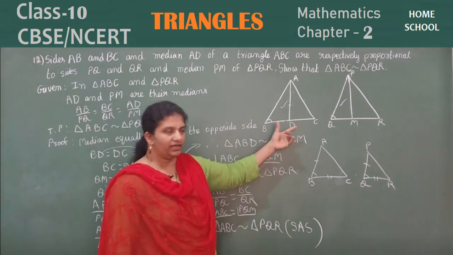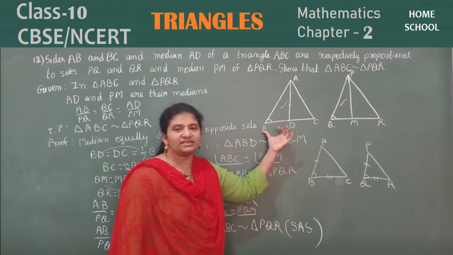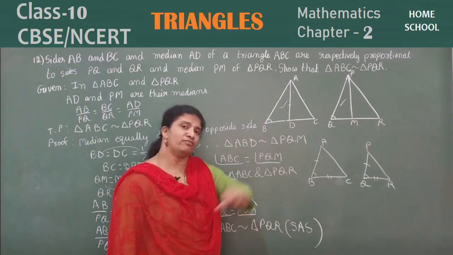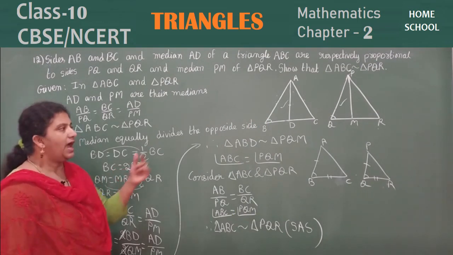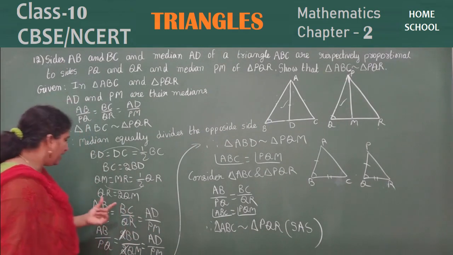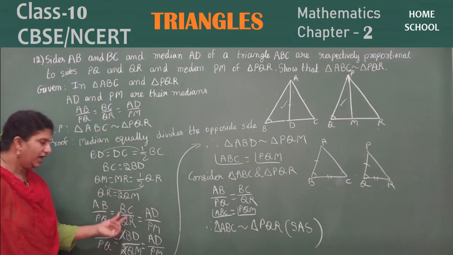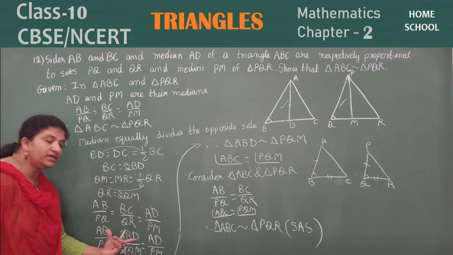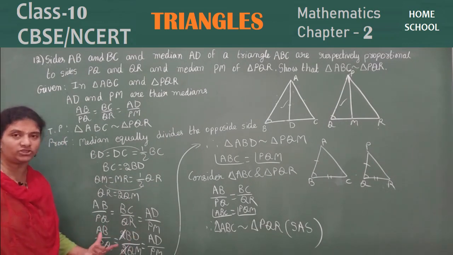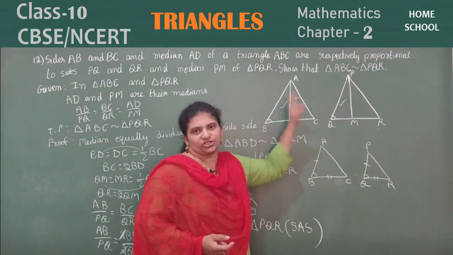If D is median, we can say that BD equal to DC. That BD is nothing but half of BC. In the place of BC, we can equate 2BD. And in the place of QR, we can write 2QM. Now take the ratio again. In BC place, substitute this. QR place, substitute this. 2 cancel. Now what the ratios which are in proportion we got? That is nothing but the two triangle ratios.